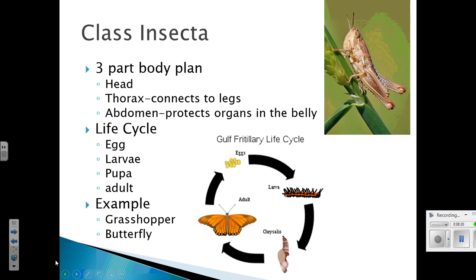All right, so insects are going to have a three-part body plan. They're going to have a head, thorax, and an abdomen. The thorax is the part that's connecting to the legs. They're going to have a life cycle with a larva and a pupa.